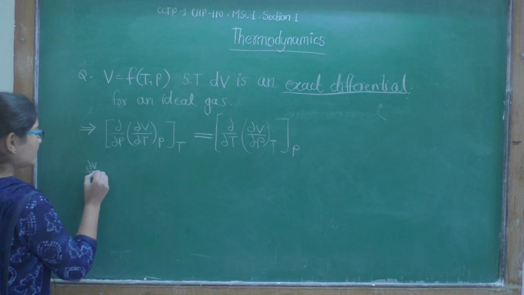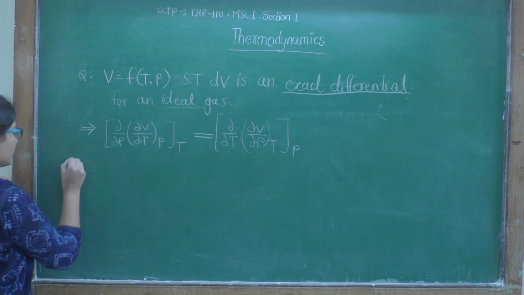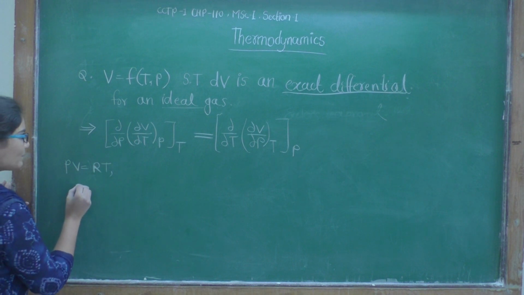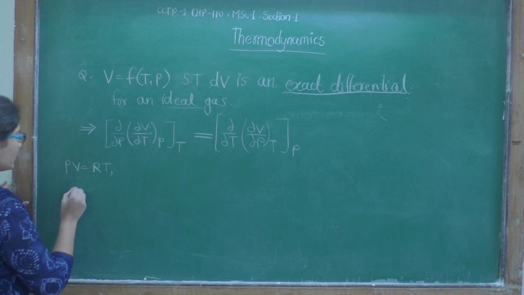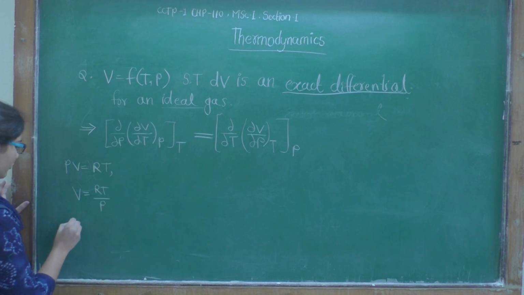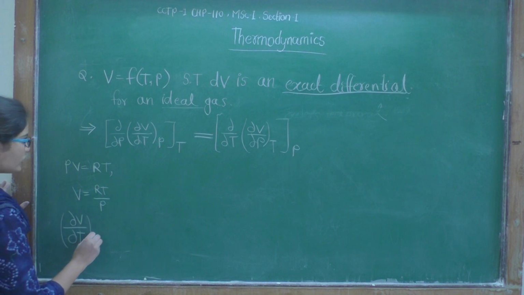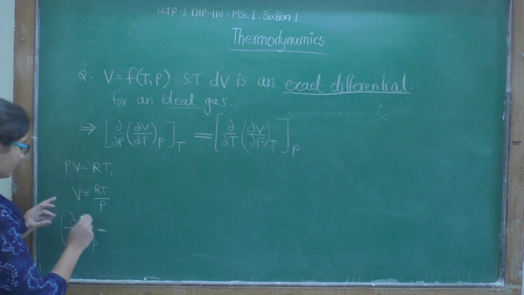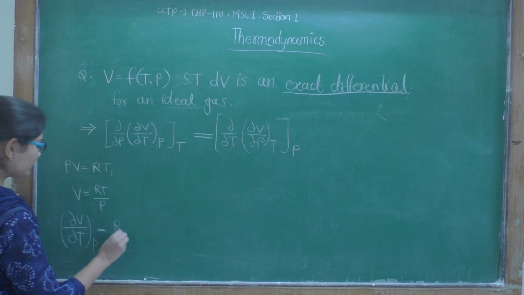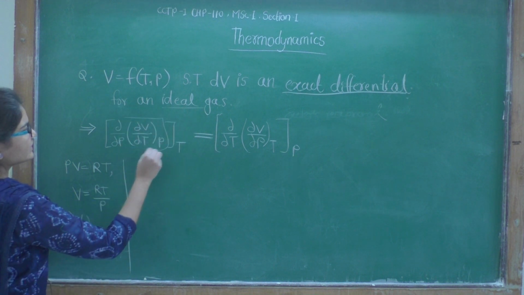∂V/∂T. First, let's write the ideal gas equation: PV equals RT if it is 1 mole. Then V equals RT by P. Therefore, ∂V/∂T at constant pressure will be R by P. First we obtained this value.